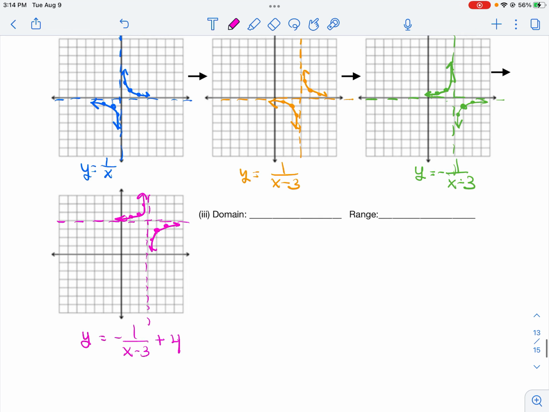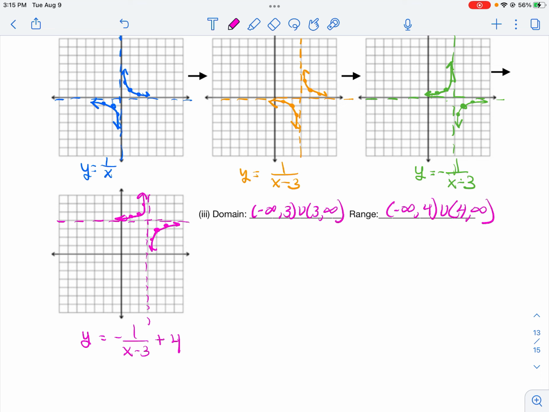Okay. So notice our domain here is all x values except where that vertical asymptote is, which is at 3. So that's negative infinity to 3, union 3 to infinity. And our range is all y values except where that horizontal asymptote intersects the y-axis. So that's from negative infinity to 4, union 4 to infinity.